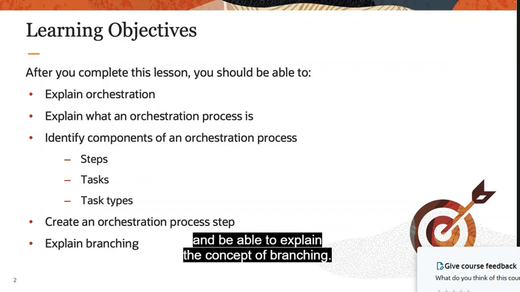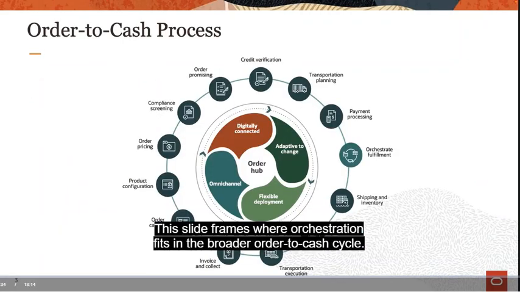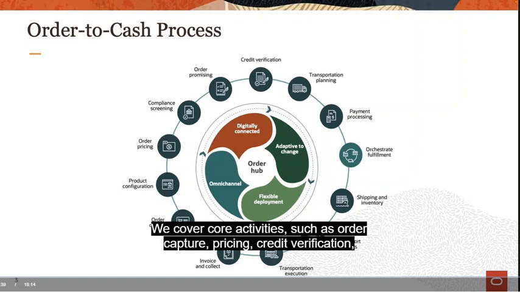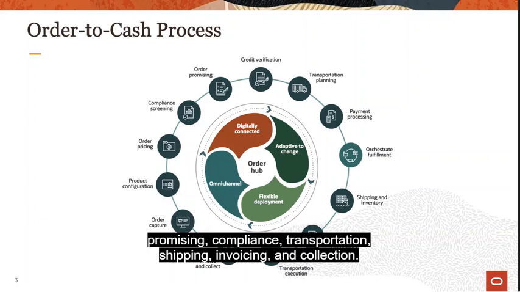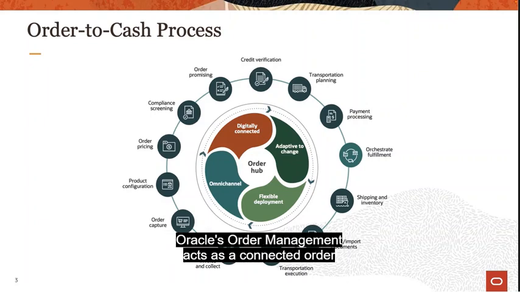Let's get started. This slide frames where orchestration fits in the broader order-to-cash cycle. We cover core activities such as order capture, pricing, credit verification, promising, compliance, transportation, shipping, invoicing, and collection. Oracle's order management acts as a connected order hub that supports omni-channel scenarios and integrates with logistics and finance.